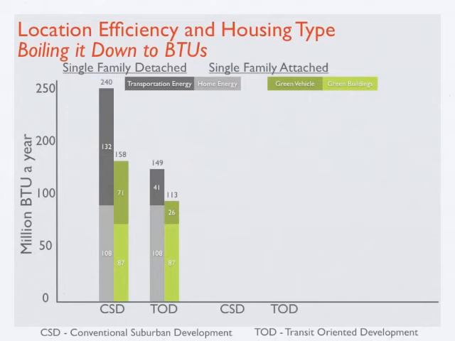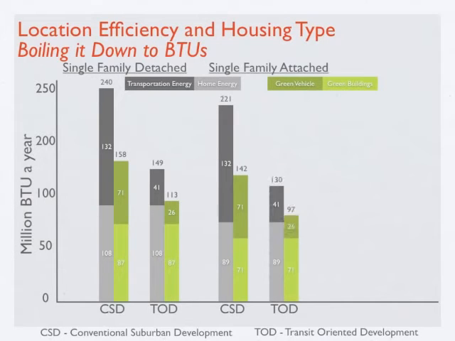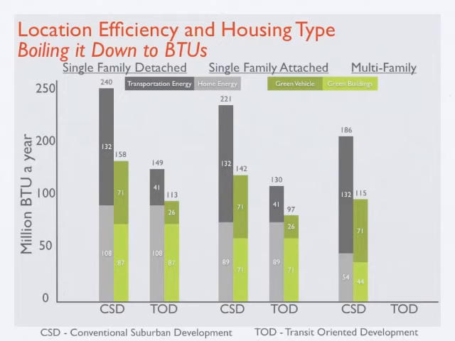Given the same scenario, but in single-family attached buildings, each building uses less energy because attached units are generally smaller and use less heating and cooling. Finally, let's look at a multifamily residence. Again, you see additional building energy savings because multifamily housing is inherently more efficient due to its compact nature.